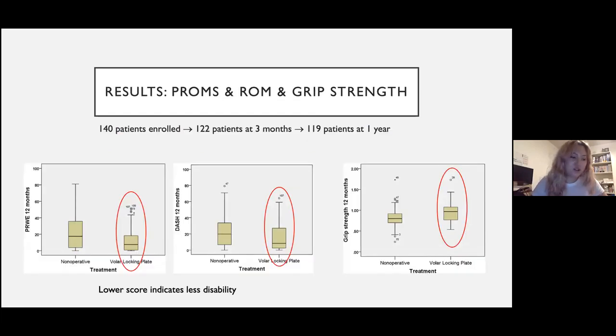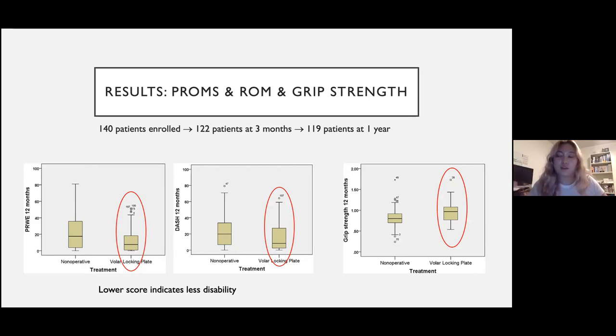Okay, getting to the results. This is just to show that the patient-reported outcomes, the PROMs, were lower in the volar locking plate group. Those are the 2 images on the left. And a lower score, I think it was said before, indicates less disability. I'll go over the statistical significance of it. This is actually slightly not statistically significant, but barely, so it's a little ambiguous.